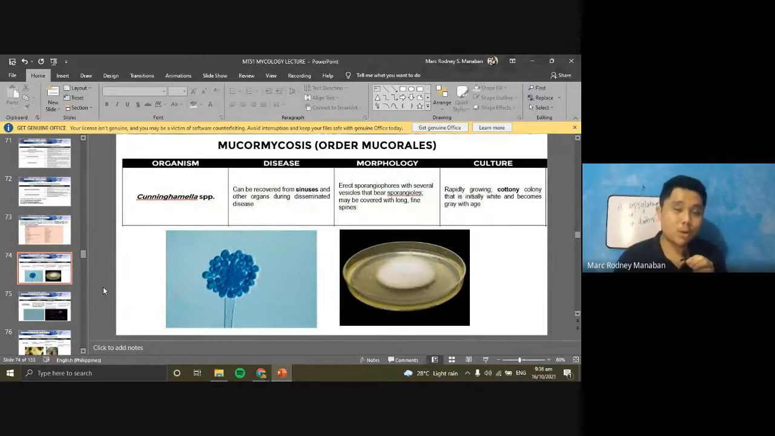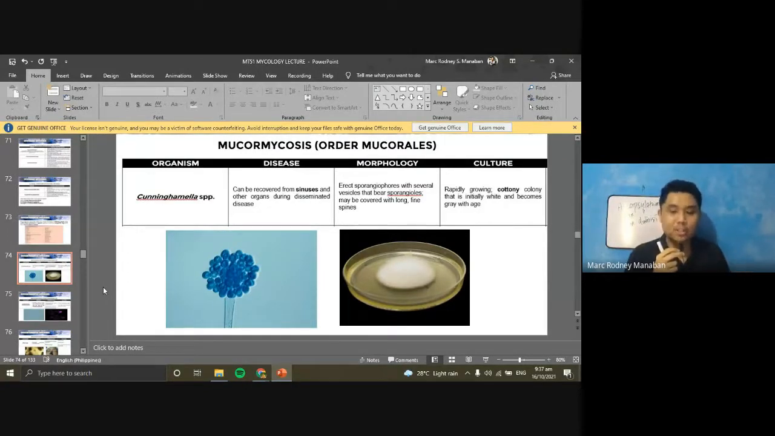Your mucormycosis is caused by the hyaline order Mucorales. So this is under Zygomycetes, right? So there are many possible species. Number one is Cunninghamella. Cunninghamella species usually can cause disseminated infection and can be recovered first from the sinuses, because again the mode of transmission is still inhalation.